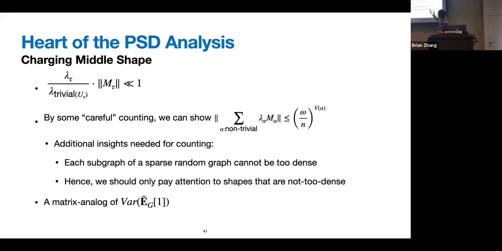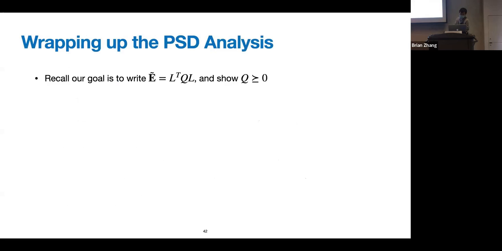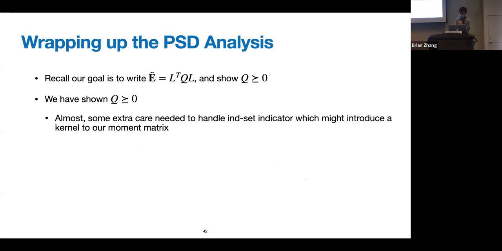You are computing the variance of a scalar, and the spectral norm is an analog of variance for matrices. So this allows us to wrap up the PSD analysis because we have already shown Q is PSD.